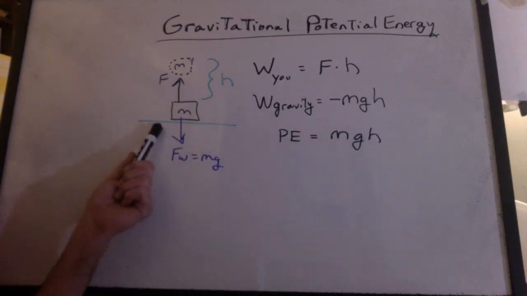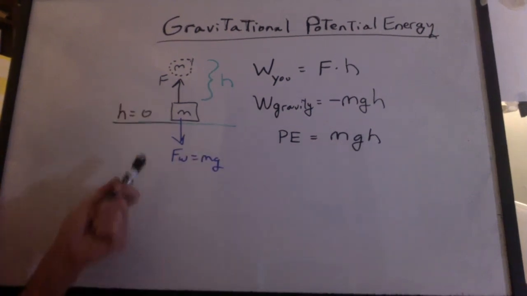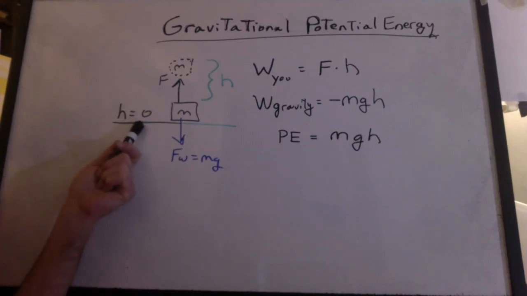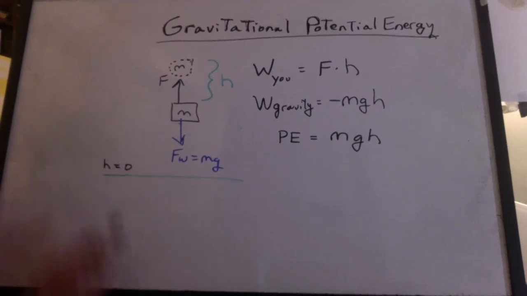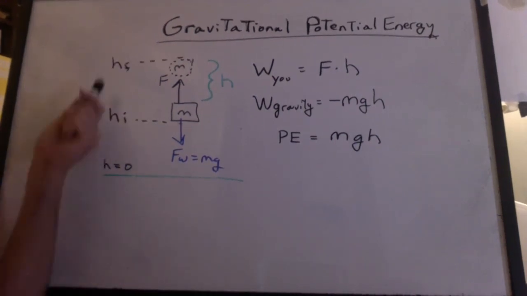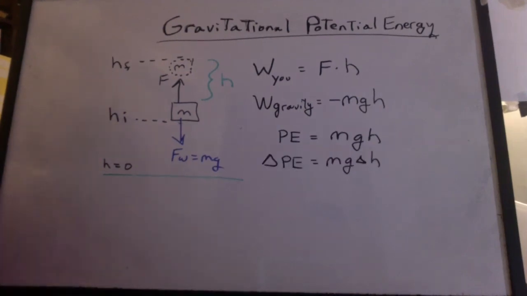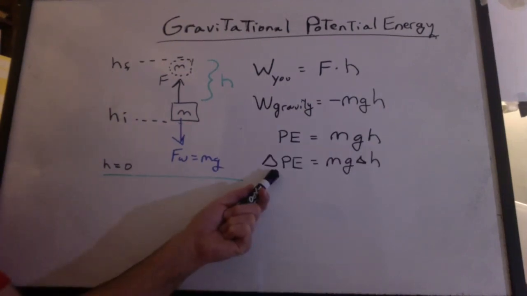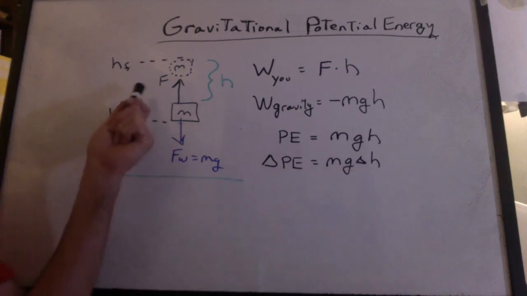Now this diagram assumes we're starting with a height 0 at the ground. But height 0 could be anywhere I want it to be. Then that would be the initial height. That would be the final height. Then we would say the change in potential energy is mg delta h. We can combine both ideas in the same problem.